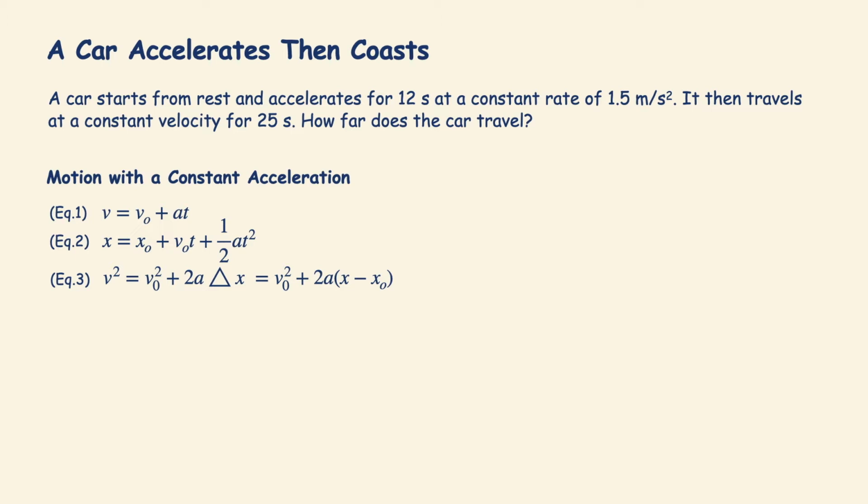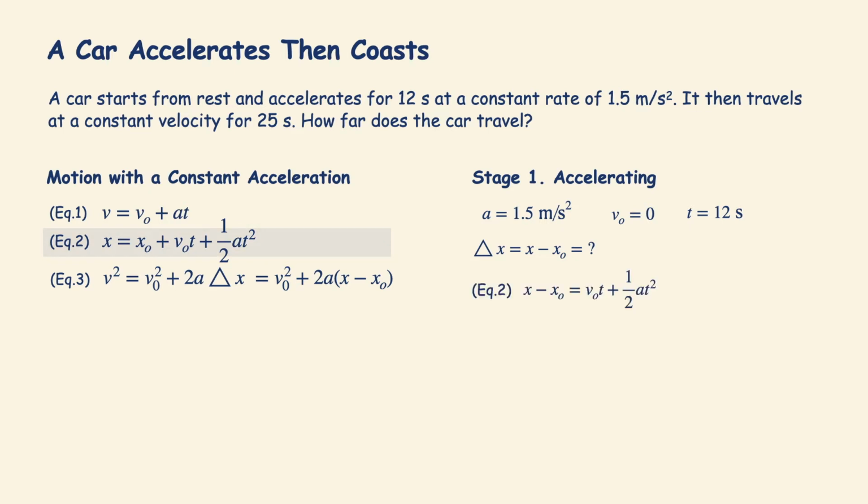But we recognize that we actually have two stages here in the motion of the car. Stage 1 corresponds to the accelerating stage, for which we have acceleration of 1.5 meters per second squared. We have initial velocity 0 because the car starts at rest during that stage, and it lasts for 12 seconds. The displacement here, delta x, or in other words x minus x naught, will come from equation 2. I will move x naught to the left hand side so I can see that displacement will be equal to v naught t plus 1/2 at squared.